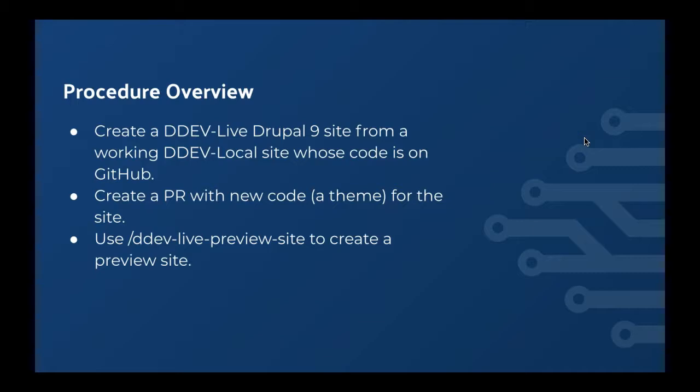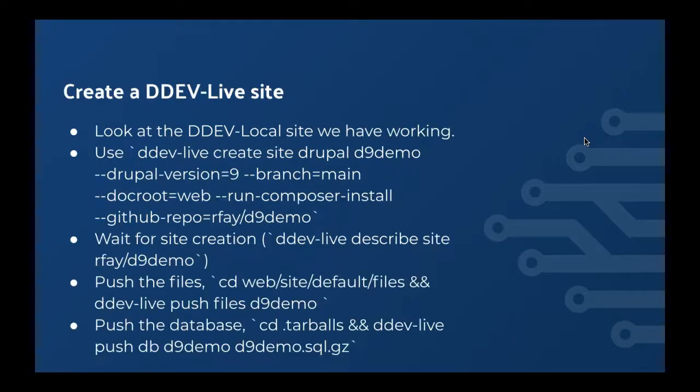So here's what we're going to do. We're going to create a Drupal 9 site from a working DDEV-Local site whose code is on GitHub. Then we're going to create a PR with new code. We'll just add a theme to it. And then we're going to use the command on the GitHub issue, the DDEV-Live Preview site, to create a preview site. So let's get started.